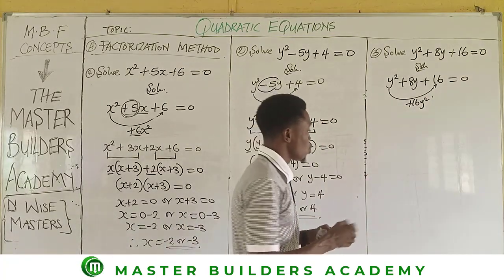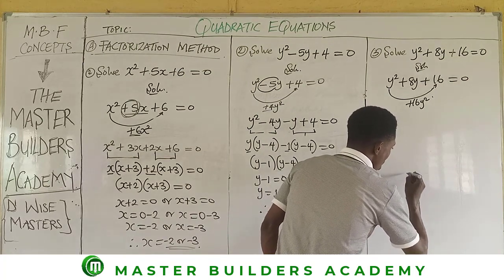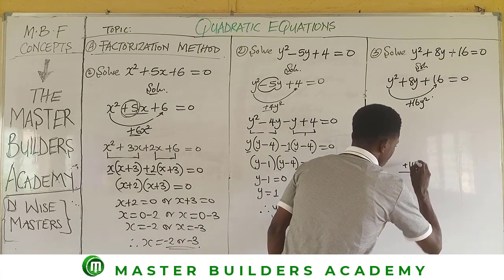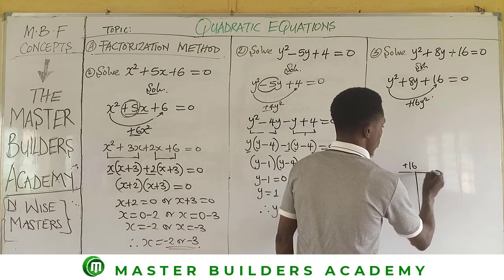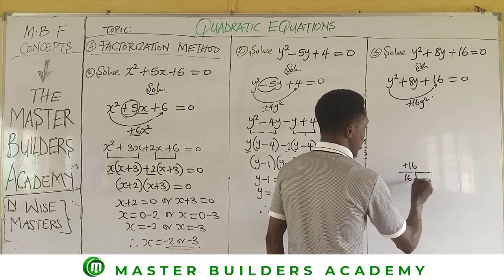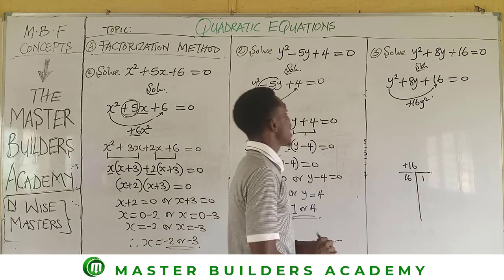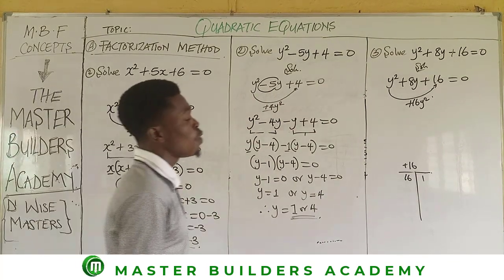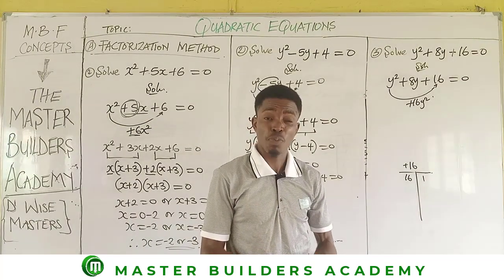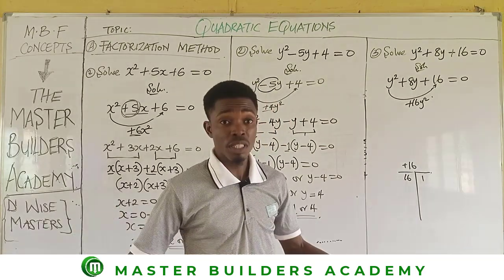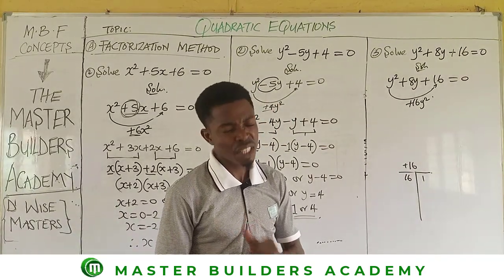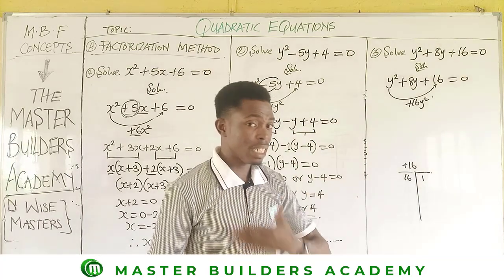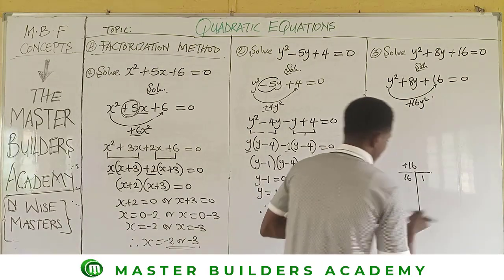What is the next thing we quickly do? We will come here and have our plus 16 here. So the first two factors of 16 are 16 times 1. And understand that here, we also have a positive result. And we know that for the product of 2 factors to be positive, it is either both are positive or both are negative. So we will have this to be what?